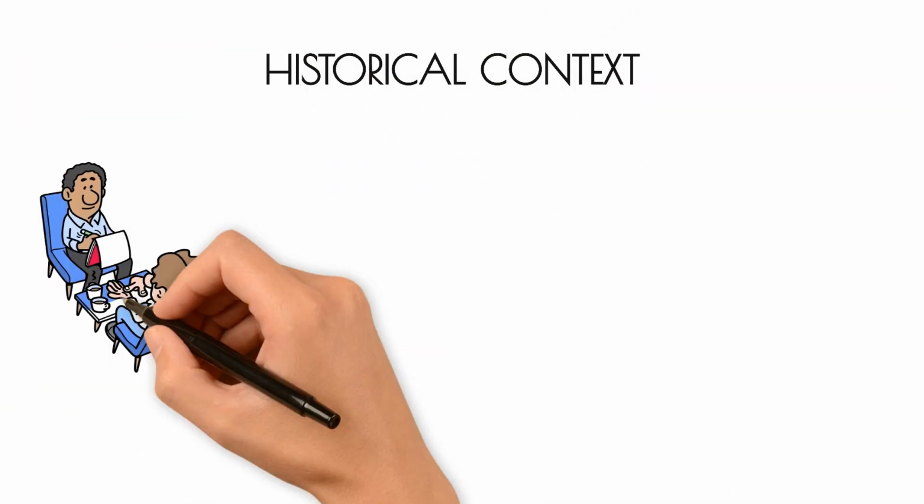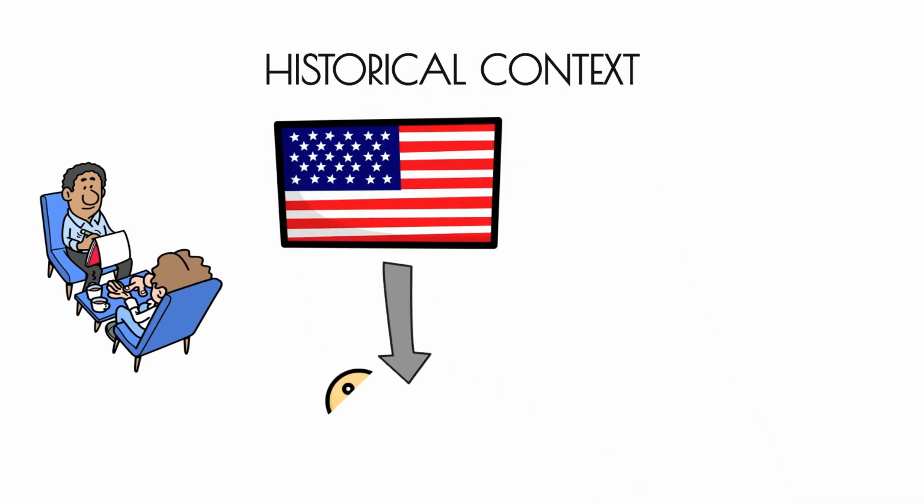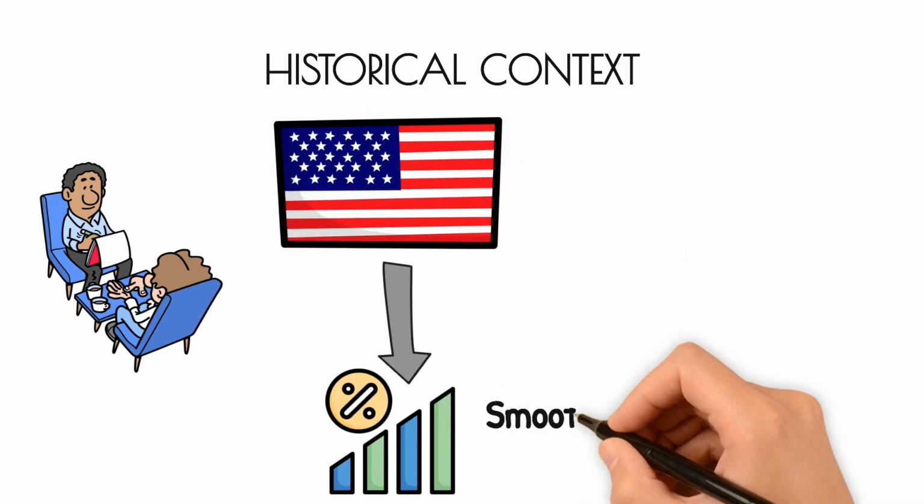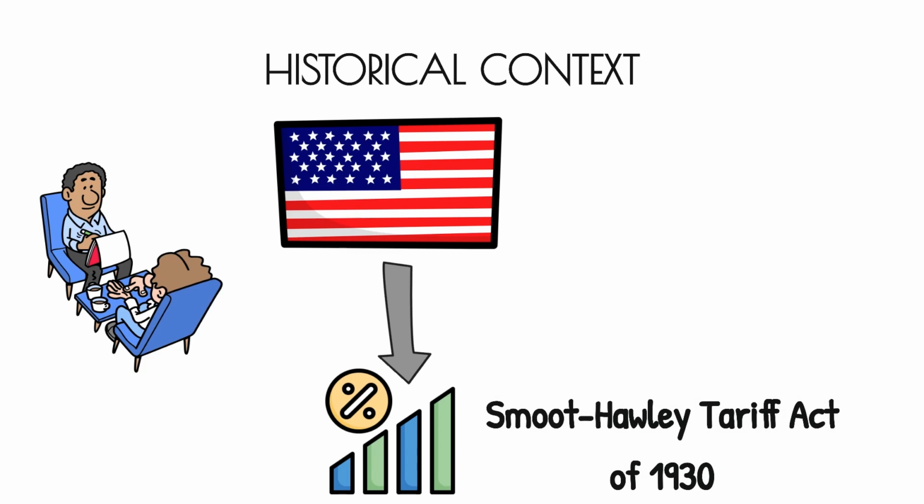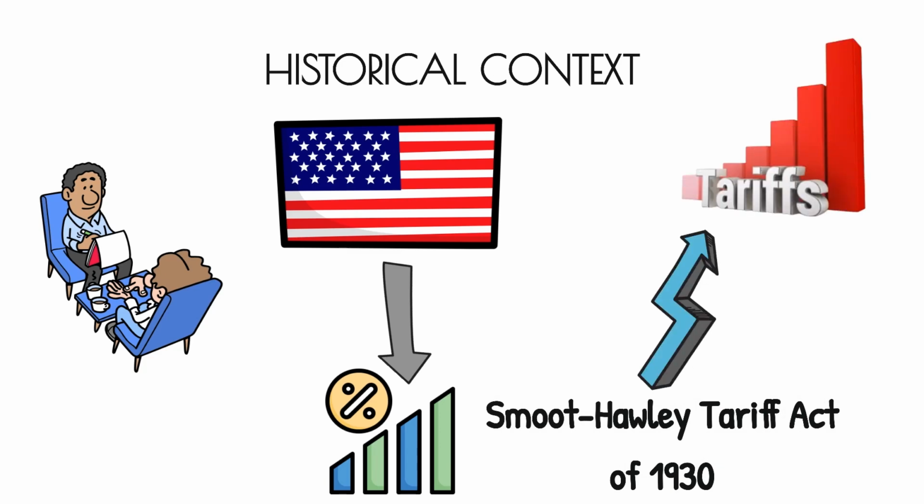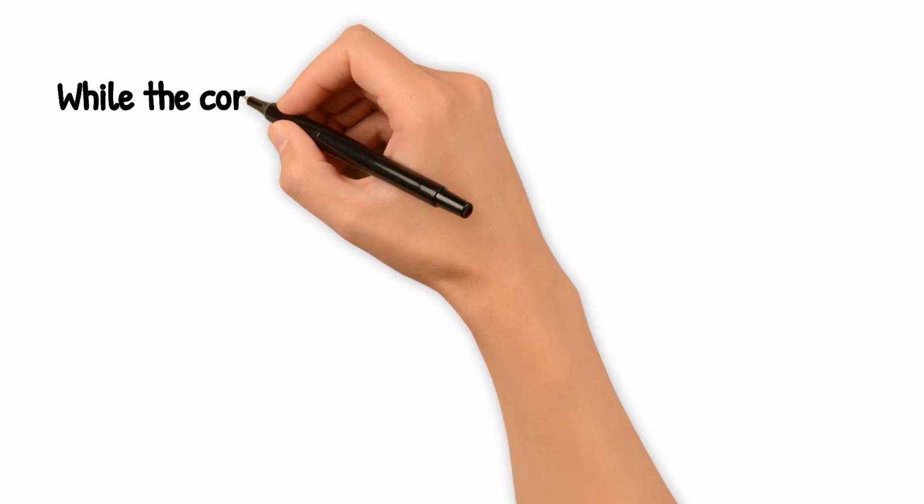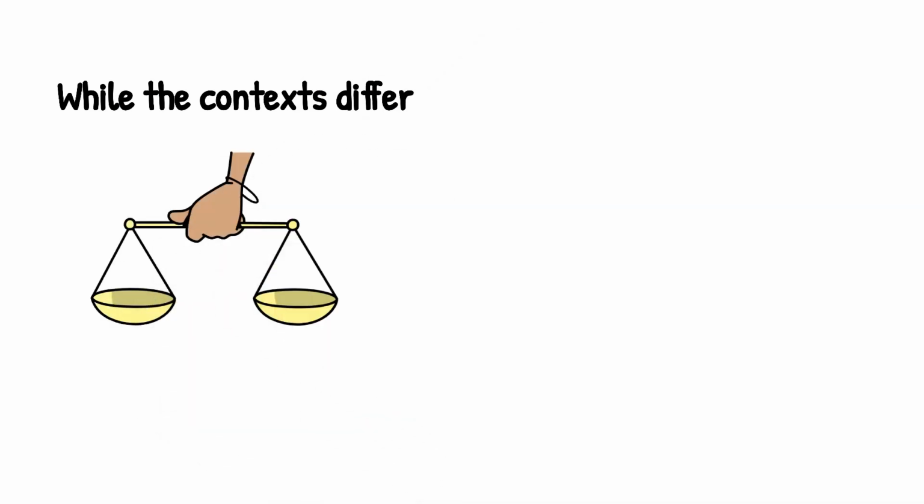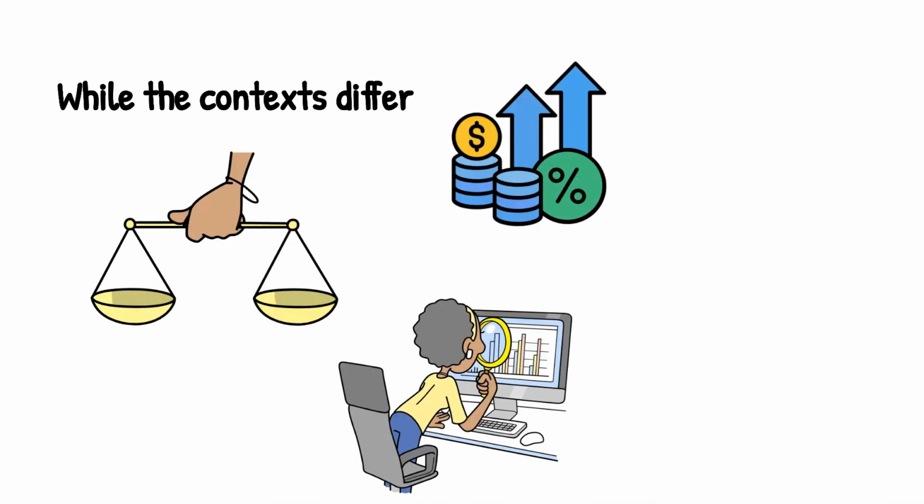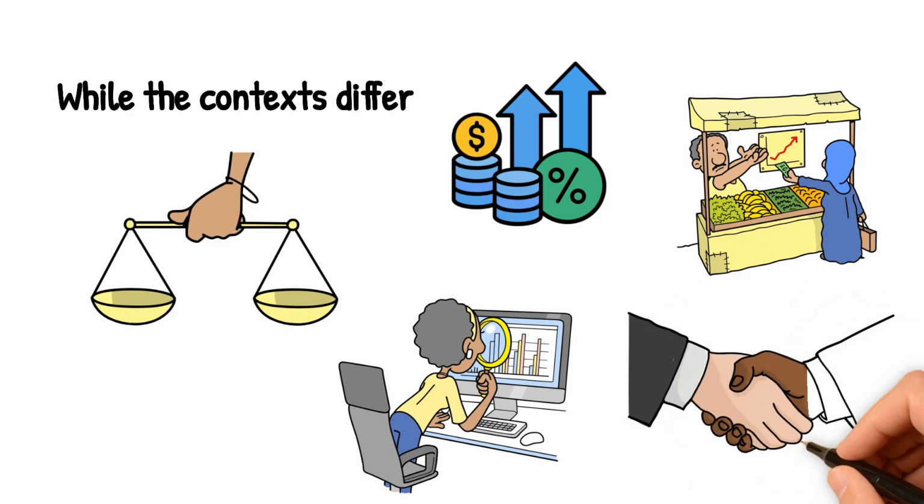Historical context. It's worth noting that the U.S. has previously implemented significant tariff measures, such as the Smoot-Hawley Tariff Act of 1930, which raised tariffs on numerous imports. While the contexts differ, both instances underscore the profound impact tariff policies can have on the economy and international relations.